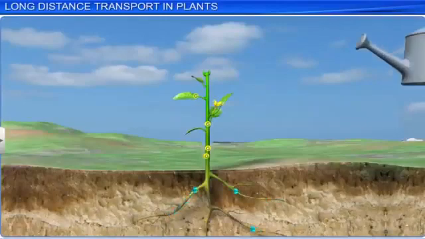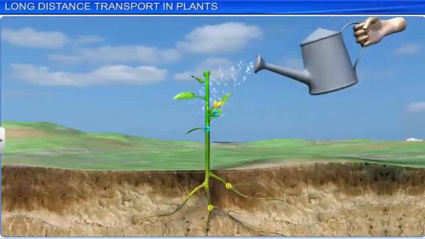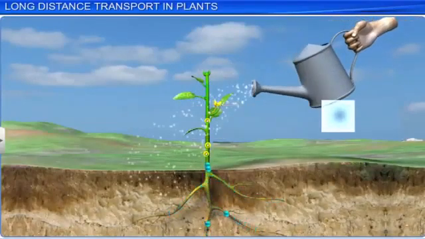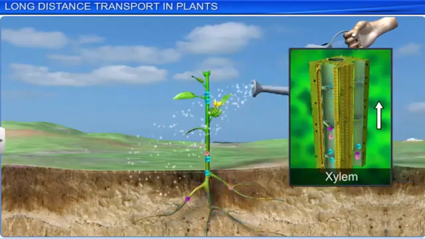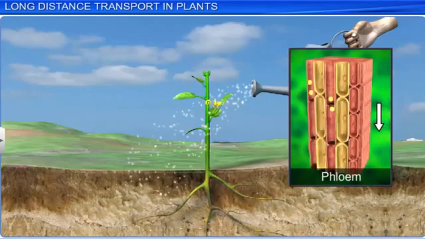This bulk flow system conducted through the plant's vascular tissues, xylem and phloem, is referred to as translocation. Xylem transports water, minerals and hormones upwards from the plant's roots, while phloem transfers organic or inorganic solutes from the leaves to other parts of the plant.